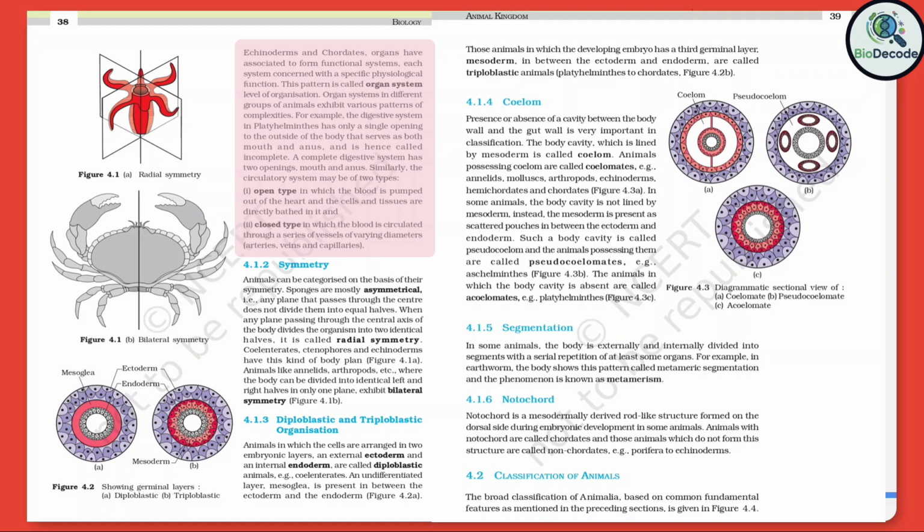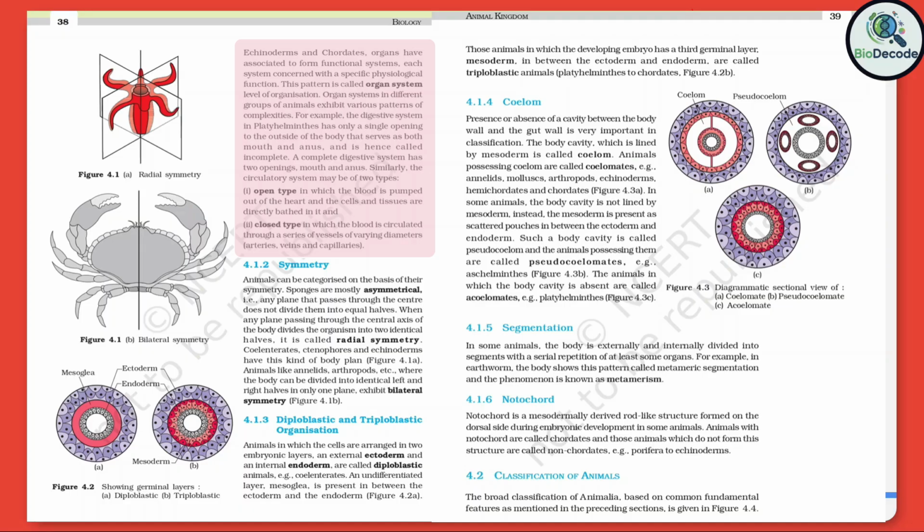Organ systems in different groups of animals exhibit various patterns of complexities. For example, the digestive system in Platyhelminthes has only a single opening to the outside of the body that serves as both mouth and anus, and is hence called incomplete. A complete digestive system has 2 openings, mouth and anus.